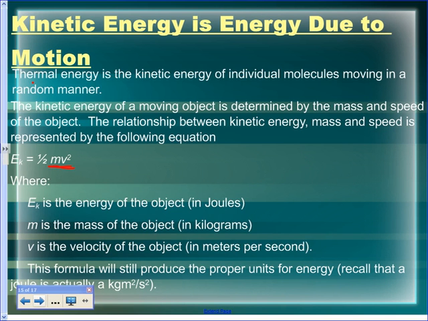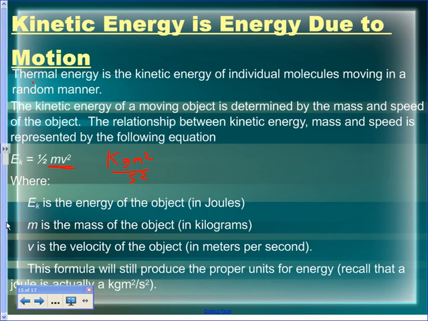What did we say the units for joules were? Kilogram meters squared per second squared. That's a joule. Well, let's make sure that this formula is in fact going to give us those units. Units for mass are kilograms. Units for speed are meters per second, and it's squared. Does that give me kilogram meters squared per second squared? Yes, it does. So this works out.